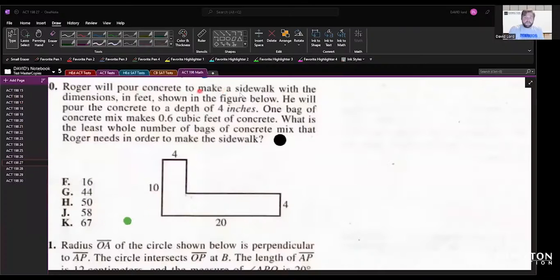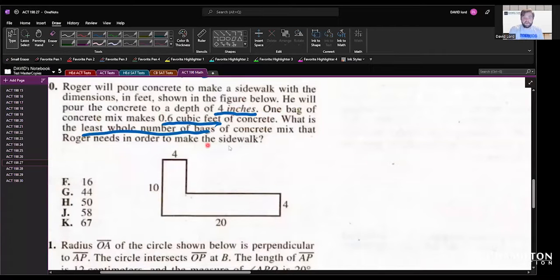Question number 50. Roger will pour concrete to make a sidewalk with the dimensions in feet shown in the figure below. He will pour the concrete to a depth of 4 inches. So they're italicizing that word, so I'm going to watch out for a unit change here. 1 bag of concrete makes 0.6 cubic feet of concrete. So that means there was a unit change. So we're probably going to have to change these 4 inches into feet. What is the least number of bags of concrete that we need to make a sidewalk?